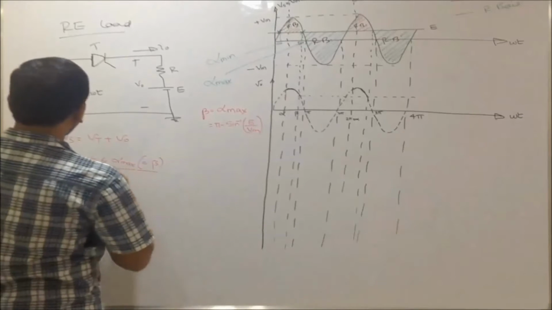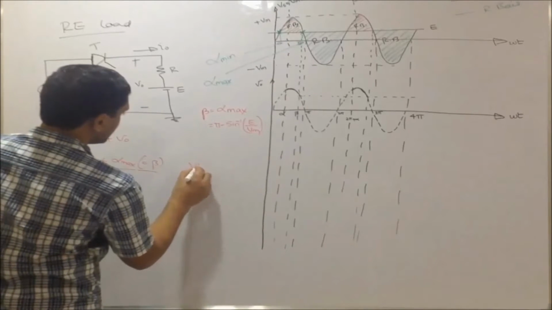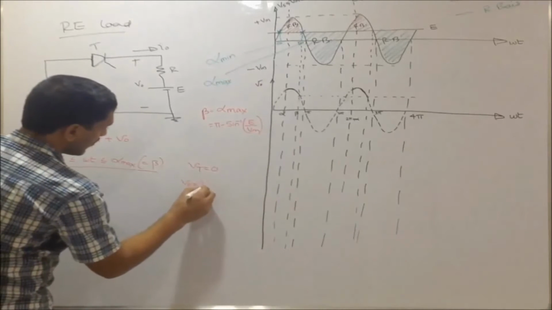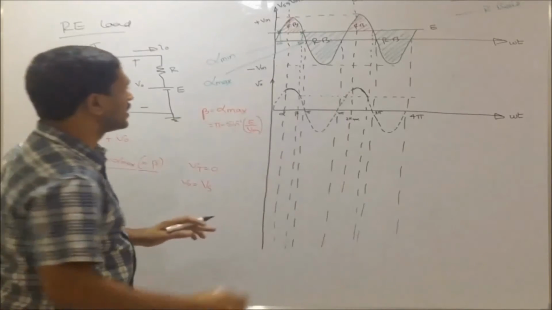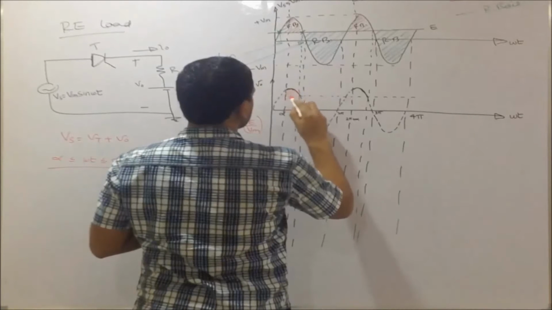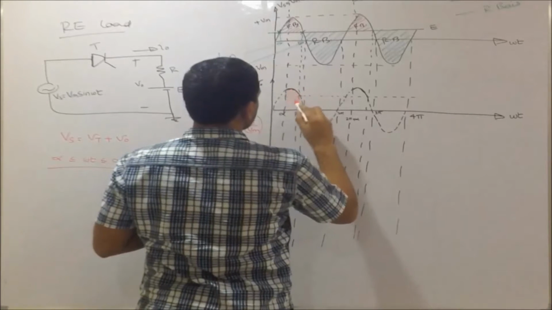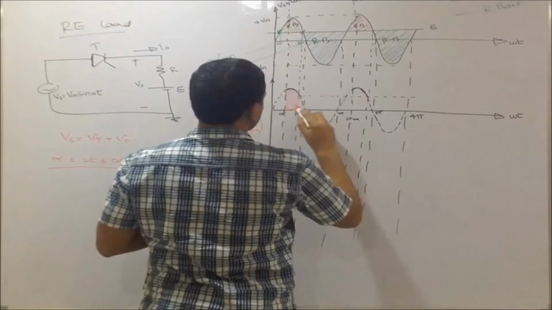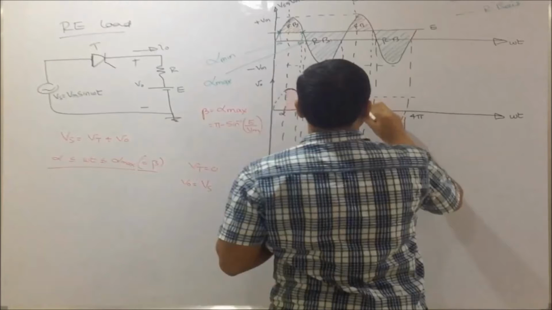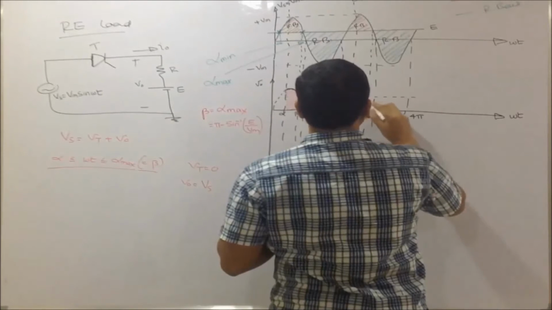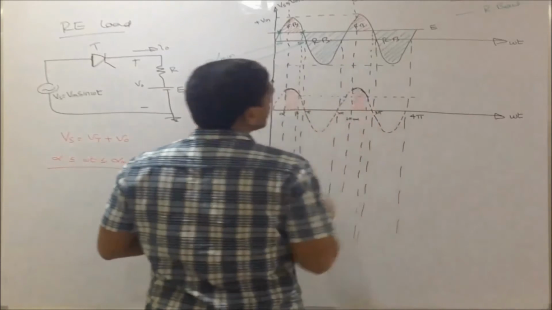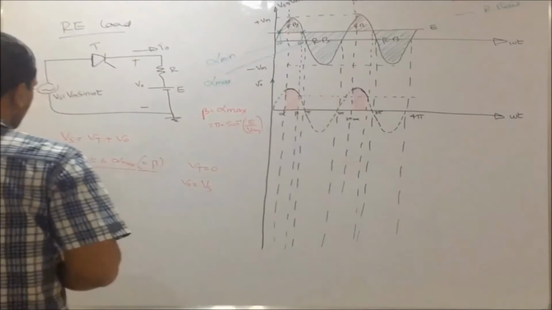At beta, what happens? My SCR conducts, so Vt is 0. So V0 equal to Vs. That is what I have represented here, V0 equal to Vs, this portion. Here also V0 equal to Vs. This is also from alpha to beta, but this is in the second cycle. So I say 2 pi plus alpha to 2 pi plus beta.